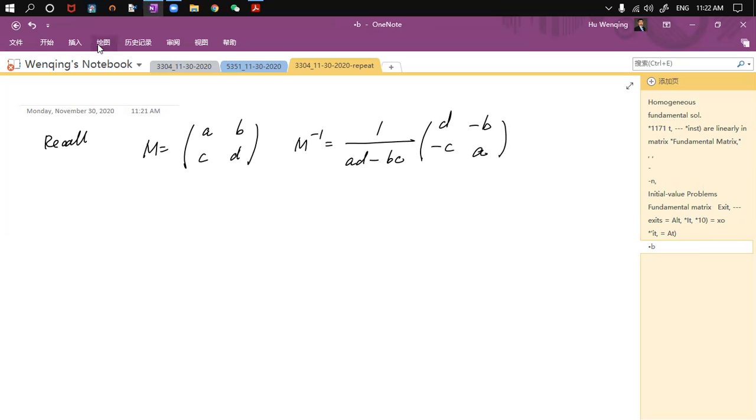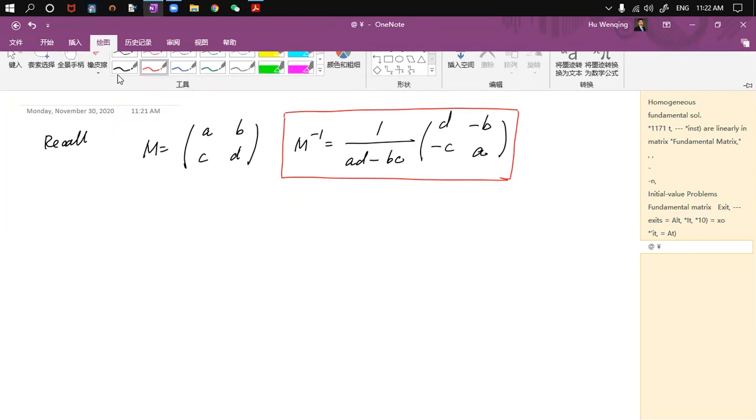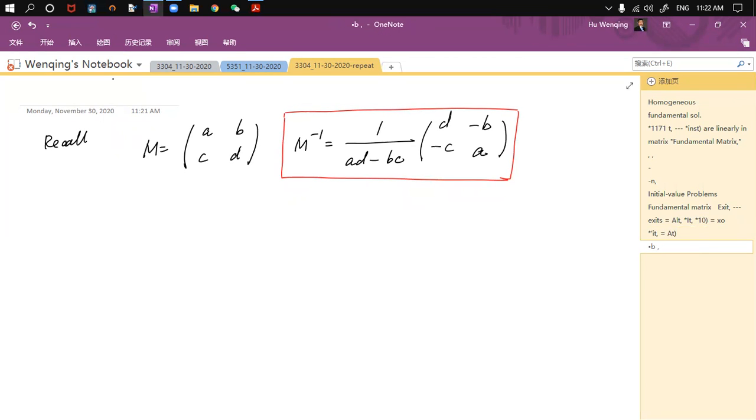This is going to be a very, very important formula that you're going to need throughout the rest of the semester, including exams. Is that good, family? So this is a very important formula for you to calculate an inverse matrix. Of course, in order to guarantee that the matrix does have an inverse, we're going to assume that the determinant is non-zero.